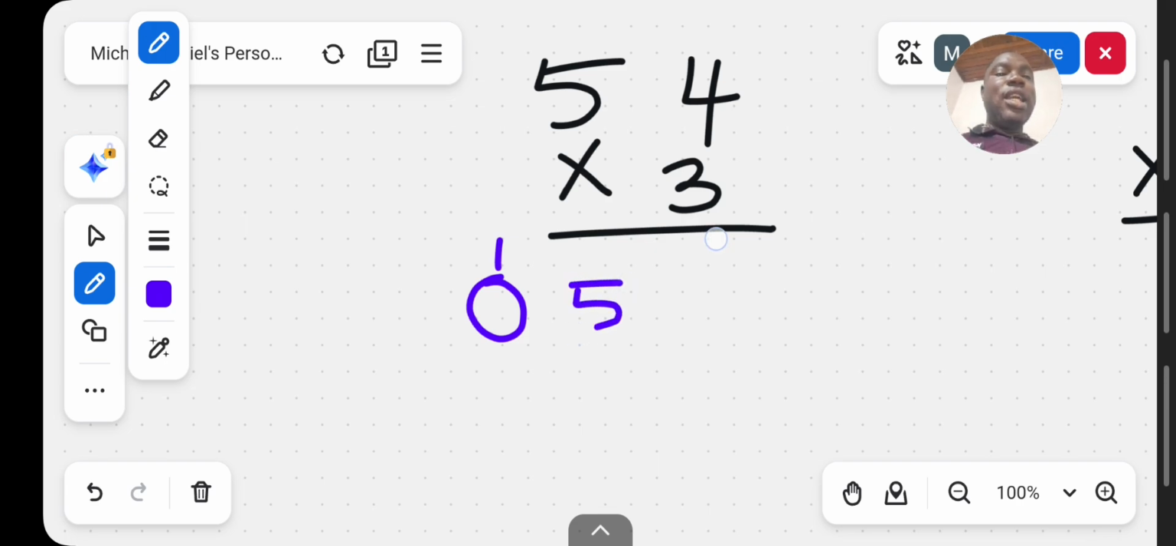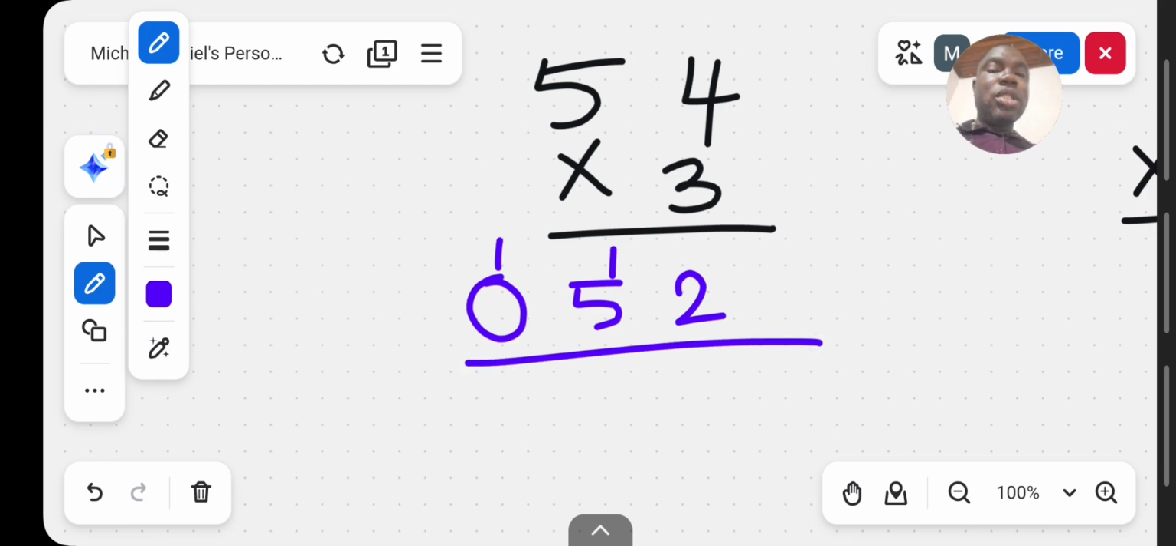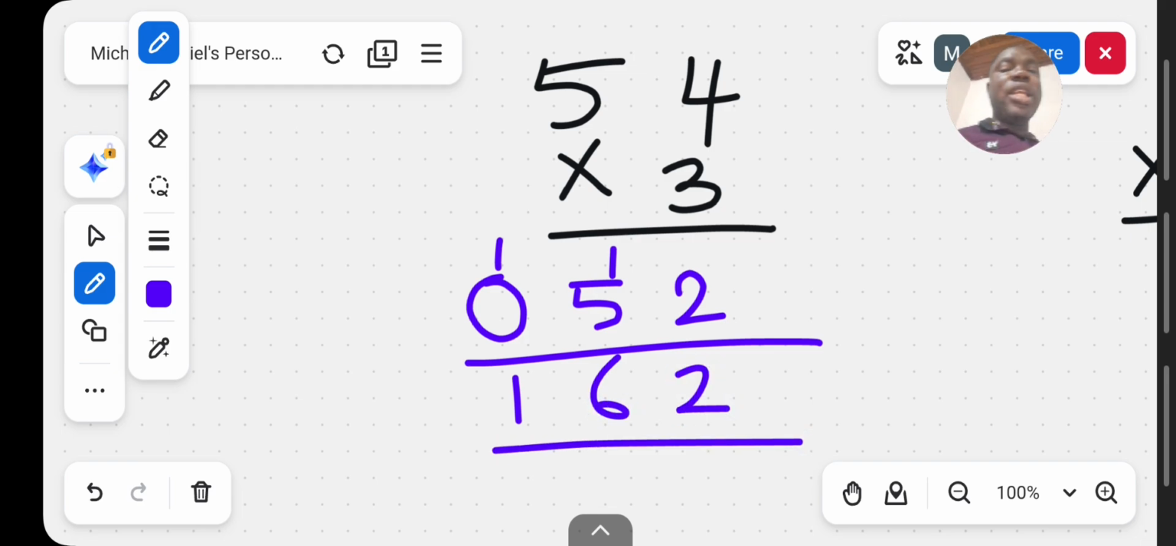Then the next is 3 times 4. Now, 3 times 4 is 12. How do I write 12? 1 on 5 and 2 down here. That's all, and we are done. Easy peasy. 1 plus 0 is 1. 1 plus 5 is 6. And this is 2. We've gotten our answer. The answer is 162.